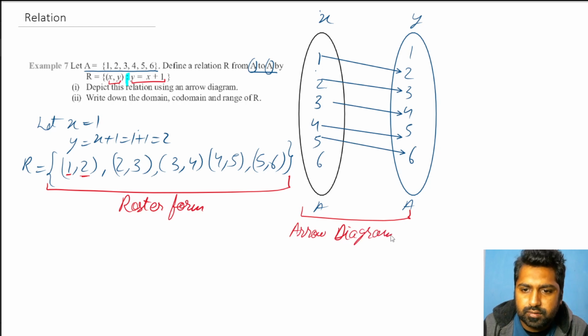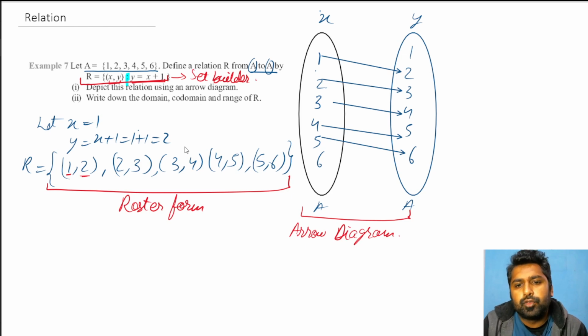And by default, you will be thinking, what about set builder form? The question itself is given in set builder form. So there are 3 ways to define a relation. Either they can give you roster form, or they can give you set builder form like this, or they can give you an arrow diagram. You should be able to comprehend the relation in any way. Okay, so I've done the first part. I've depicted this relation using an arrow diagram.